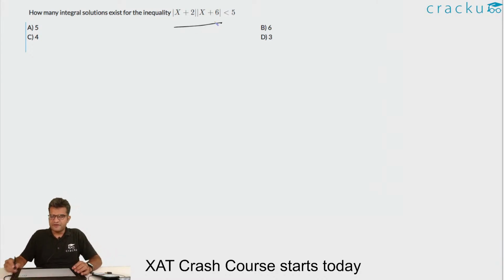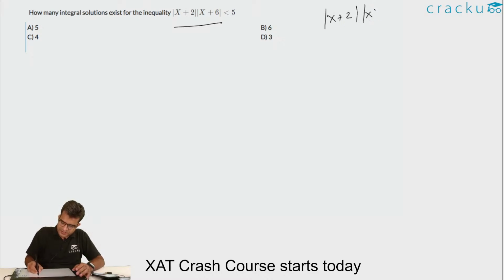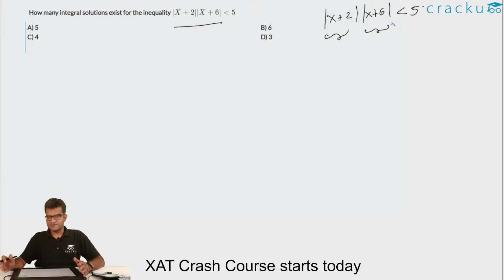Here we are given an inequality: modulus of x plus 2 into modulus of x plus 6 is less than 5. We are told that x is an integer, so x plus 2 and x plus 6 will be integers, and both are greater than or equal to 0 because we have modulus in it. So the product has to be either 0, 1, 2, 3, or 4.